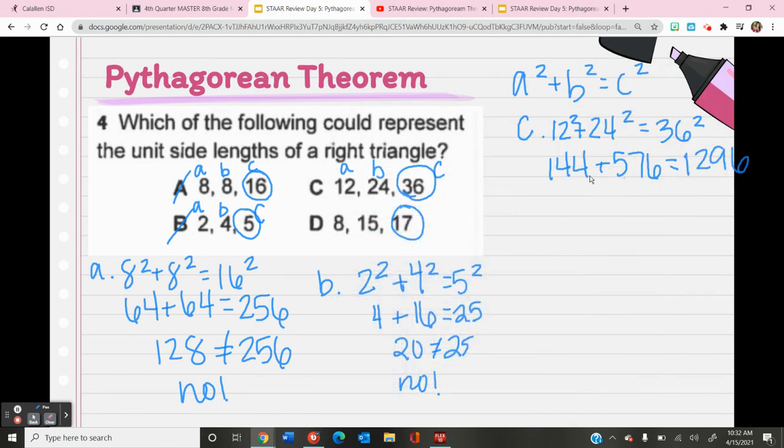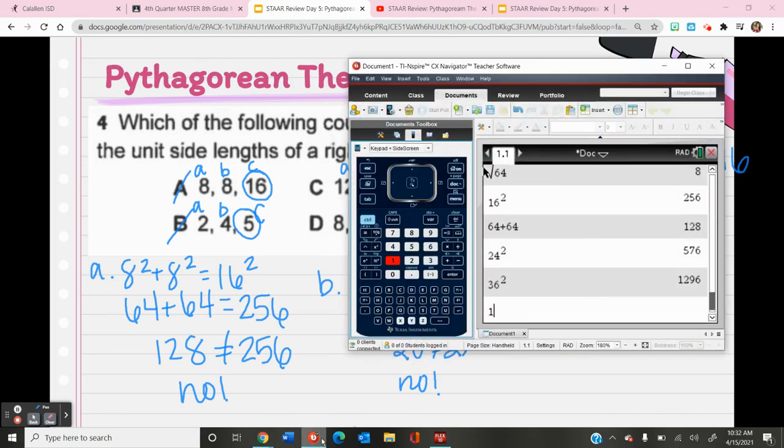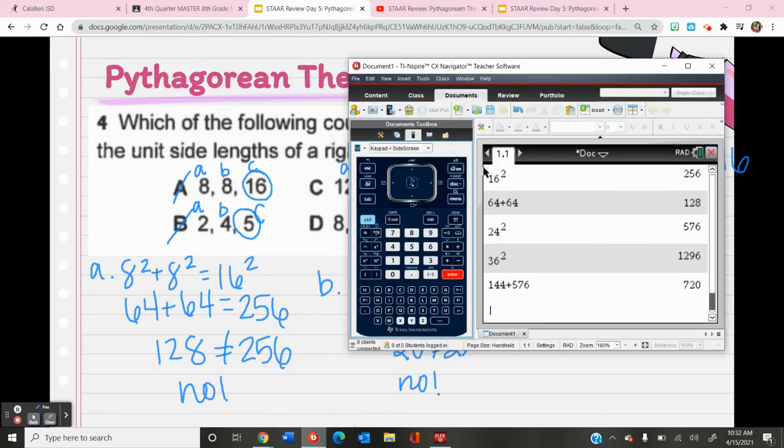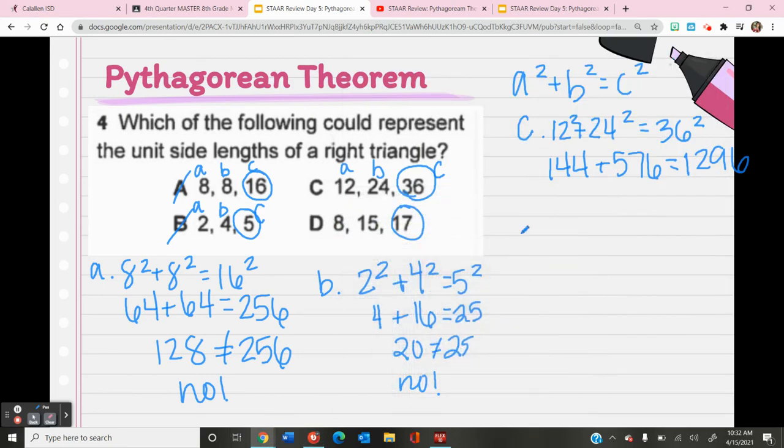So we want to simplify this. So 144 plus 576 equals 720. Now 720 does not equal 1296, so this is not an example of the Pythagorean theorem.